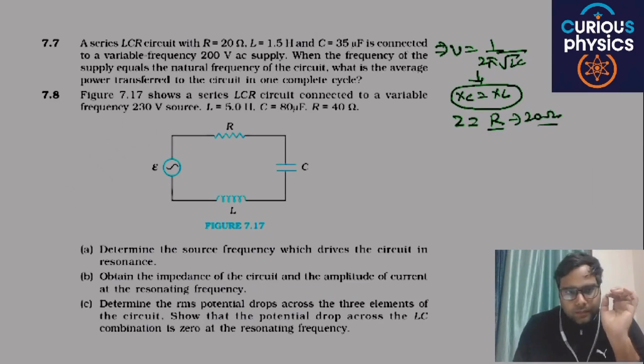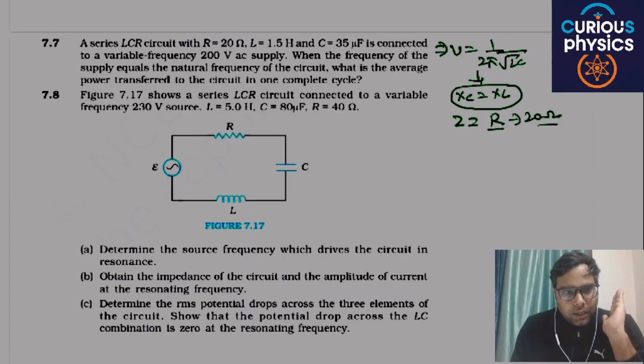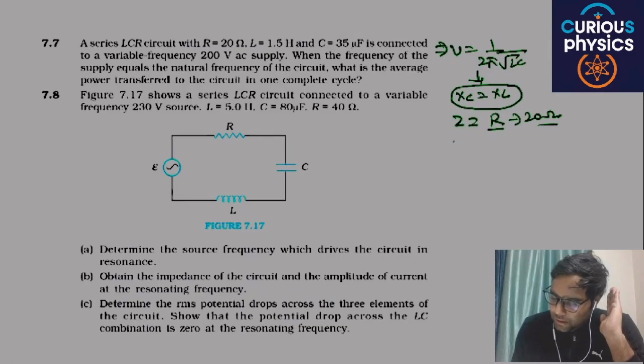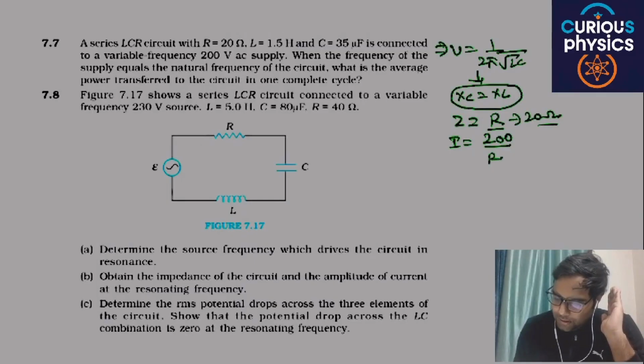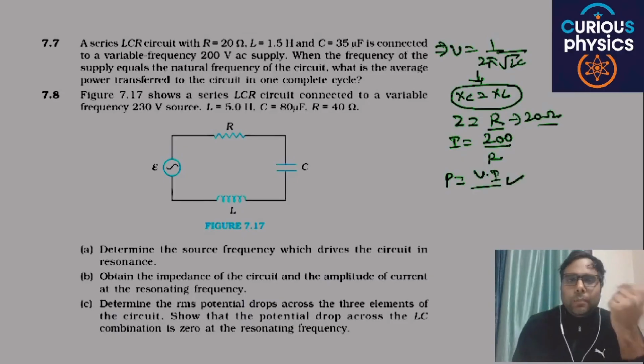Okay, are you able to understand my point or not? And here, you will easily get the value of current, and the current will be nothing but 200 divided by R, and the power is nothing but V into I. You will easily get the power.